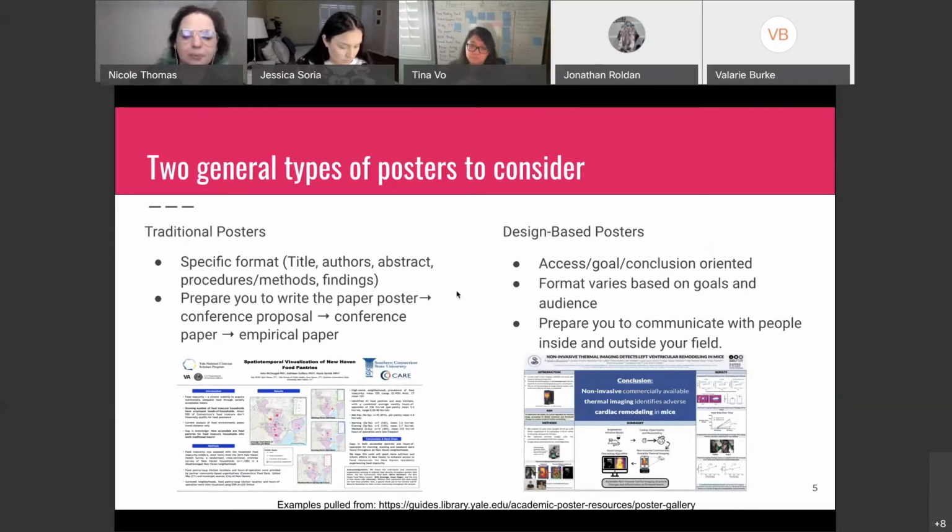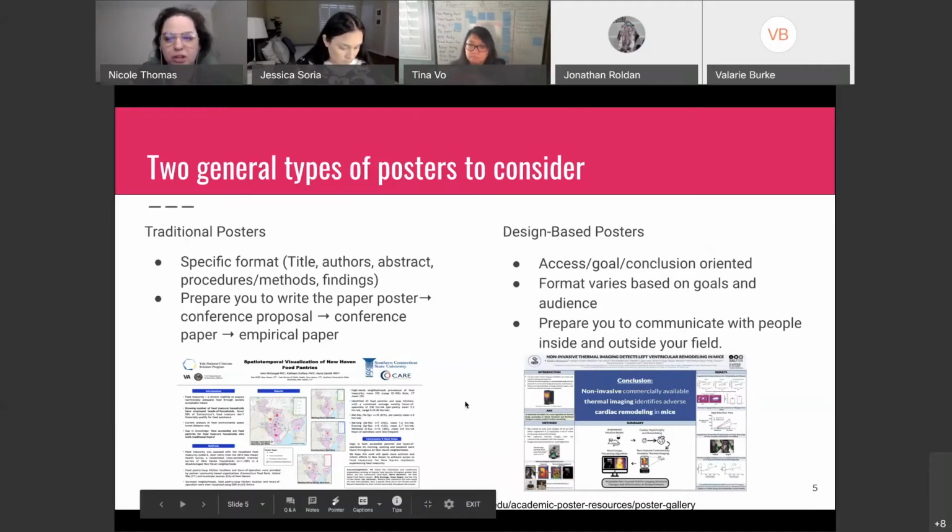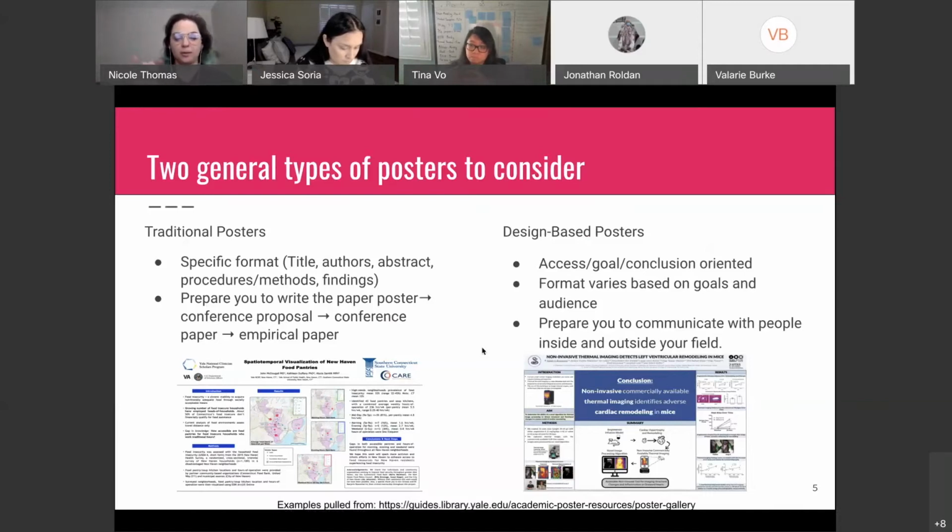So these examples are specifically pulled from the Yale, I believe it's a Yale poster library. If you want to see more examples like this and templates as well, definitely click on the link on the bottom. And I believe Dr. Rose added it in the chat as well.